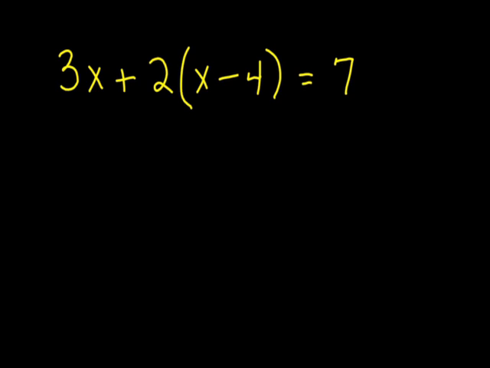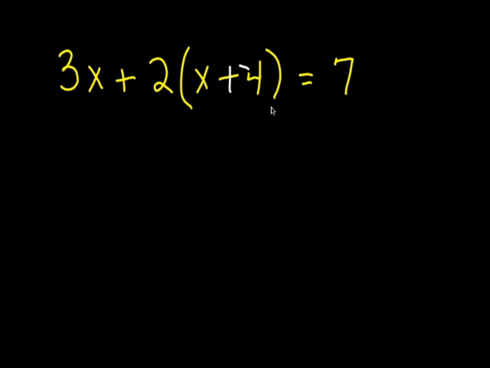Okay, so let's start with the first one. 3x plus 2 times the quantity of x minus 4 equals 7. So the first thing we're going to do is check for fractions. Don't see any. Second, we're going to check for variables on both sides. I only see variables on the left, so that's good. Okay, then I do have minus, so I'm going to do same, change, opposite.